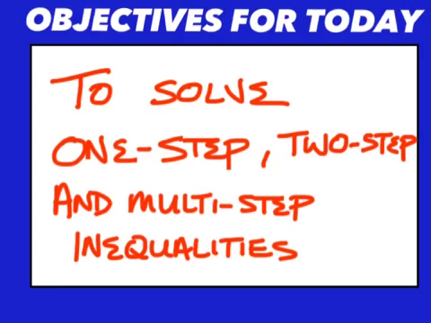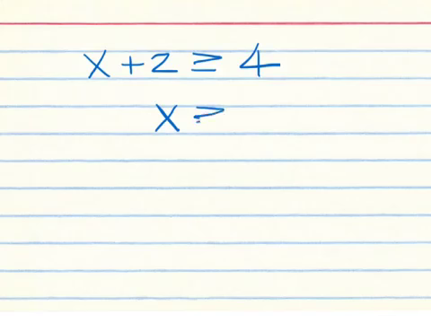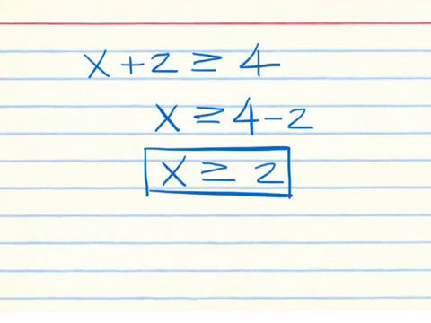to solve one-step, two-step, and multi-step inequalities. For the first problem, x plus 2 greater than or equal to 4. You solve it just like an equation. Move the plus 2 to the right, make it minus 2. Simplify the right to get 2. X greater than or equal to 2 is your answer.